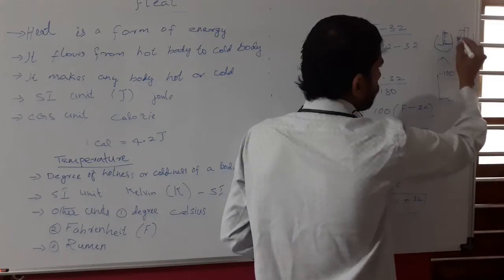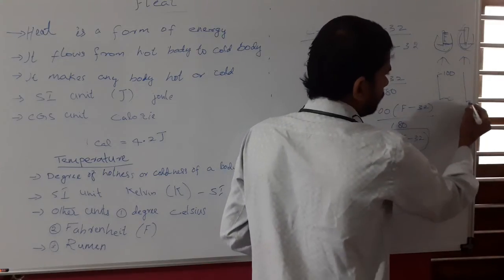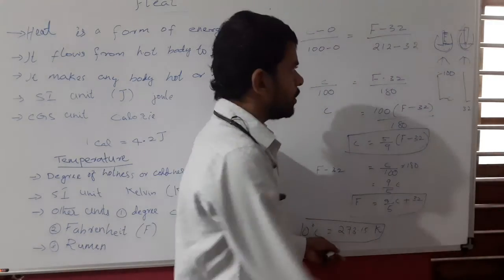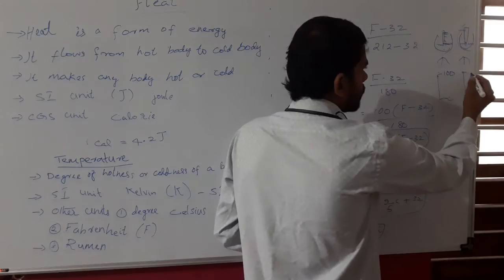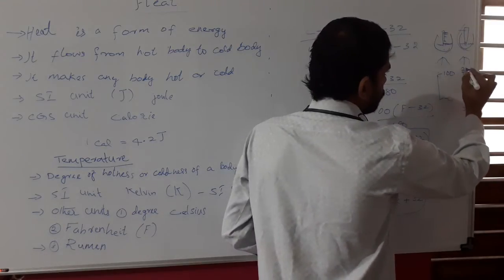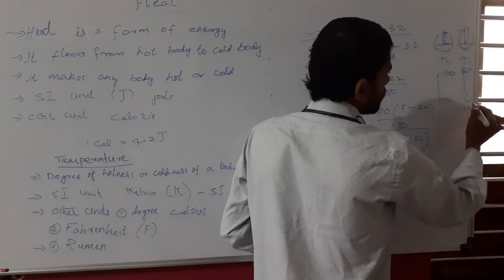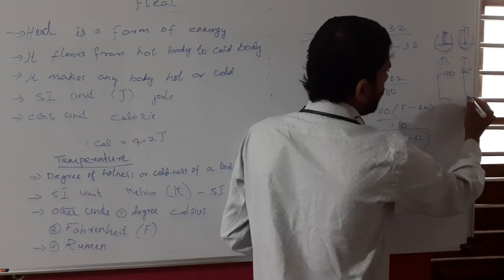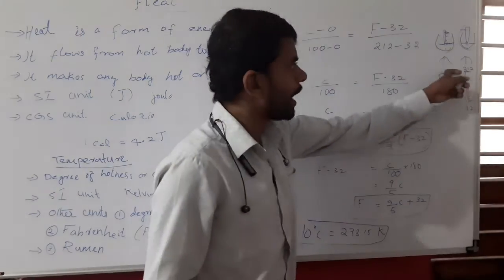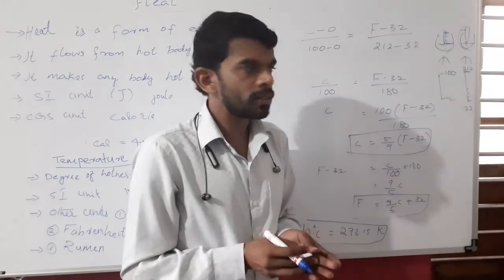Whereas in this scale, here I am giving the lower as 32, and here I am giving 212. How many divisions are there between them? Here I made 180 divisions. This 180 divisions is equal to these 100 divisions, because both receive the same amount of heat.